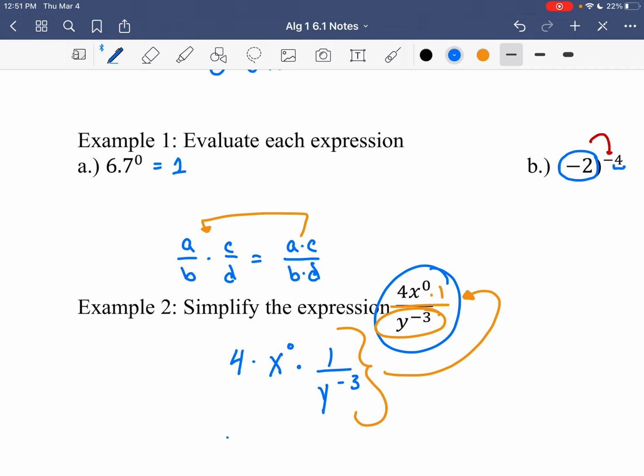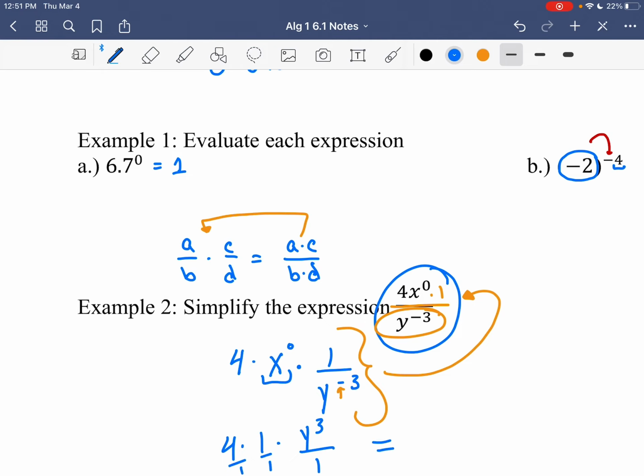So I've got a 4. X to the 0 here is just 1. For 1 over y to the -3, this negative exponent is going to take the reciprocal. Since it's in the denominator, it's going to move it up. So I would have y to the +3 over 1. Again, it just flips that over. And then we can multiply this all out.